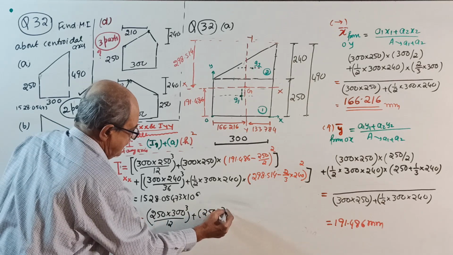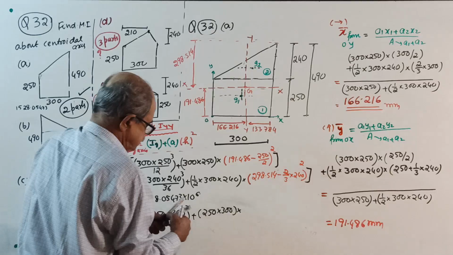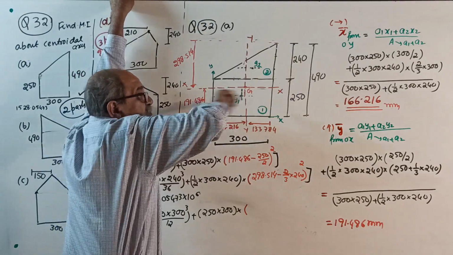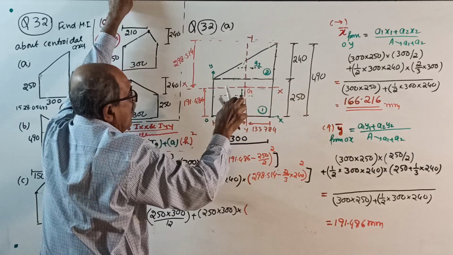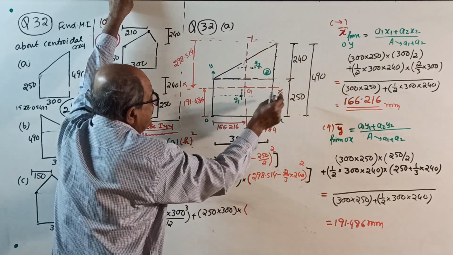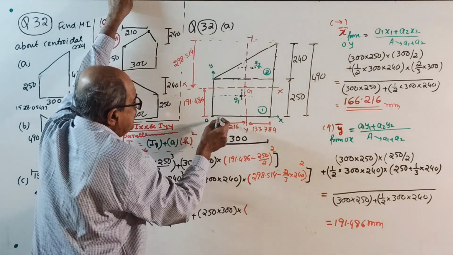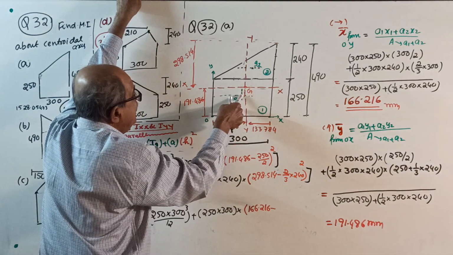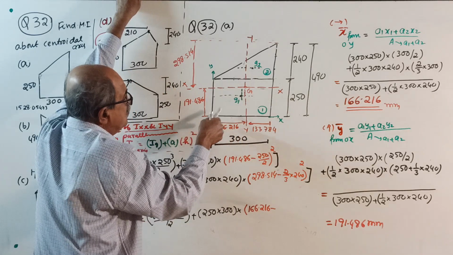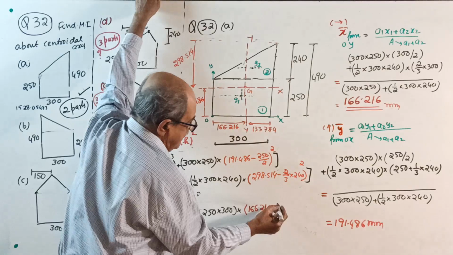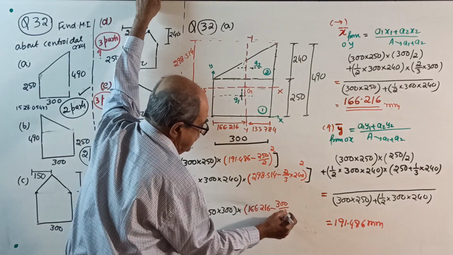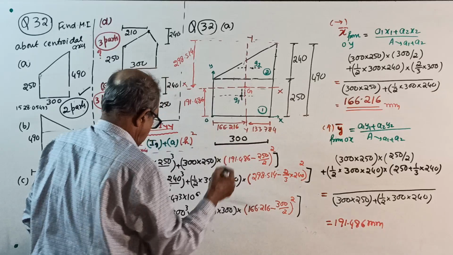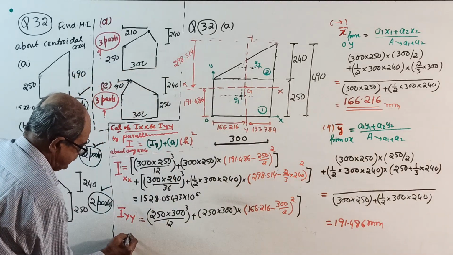250 into 300 is the area, into the square of the distance from centroid G1 to YY. This is the perpendicular distance, meaning horizontal distance. From here to here is 166.216, minus from here to here, which is half of 300, that is 300 by 2, whole square. That will give I about YY for the rectangle. Throughout, it will be plus.